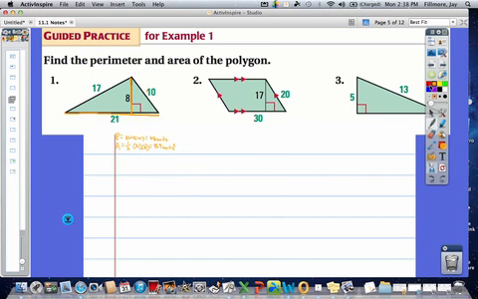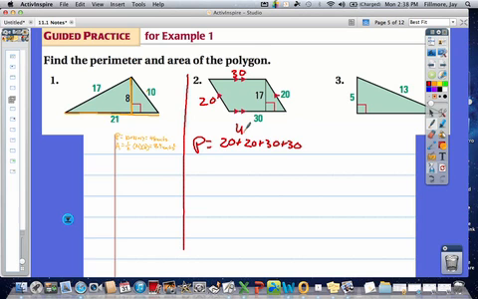Let's move on to number 2. We know this is a parallelogram because opposite sides are parallel, which means opposite sides are also the same or congruent. They have the same length. So the perimeter is 20 plus 20 plus 30 plus 30, which is 40 plus 60, which is 100 units.